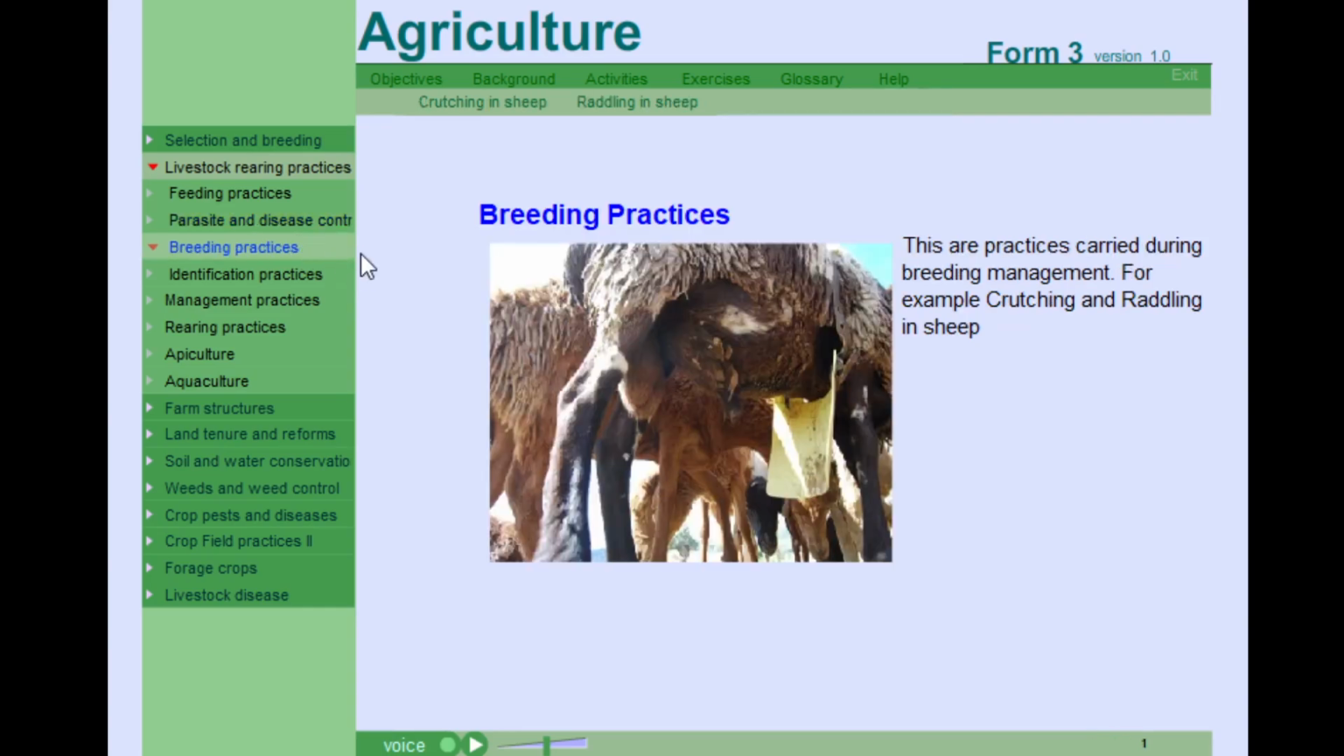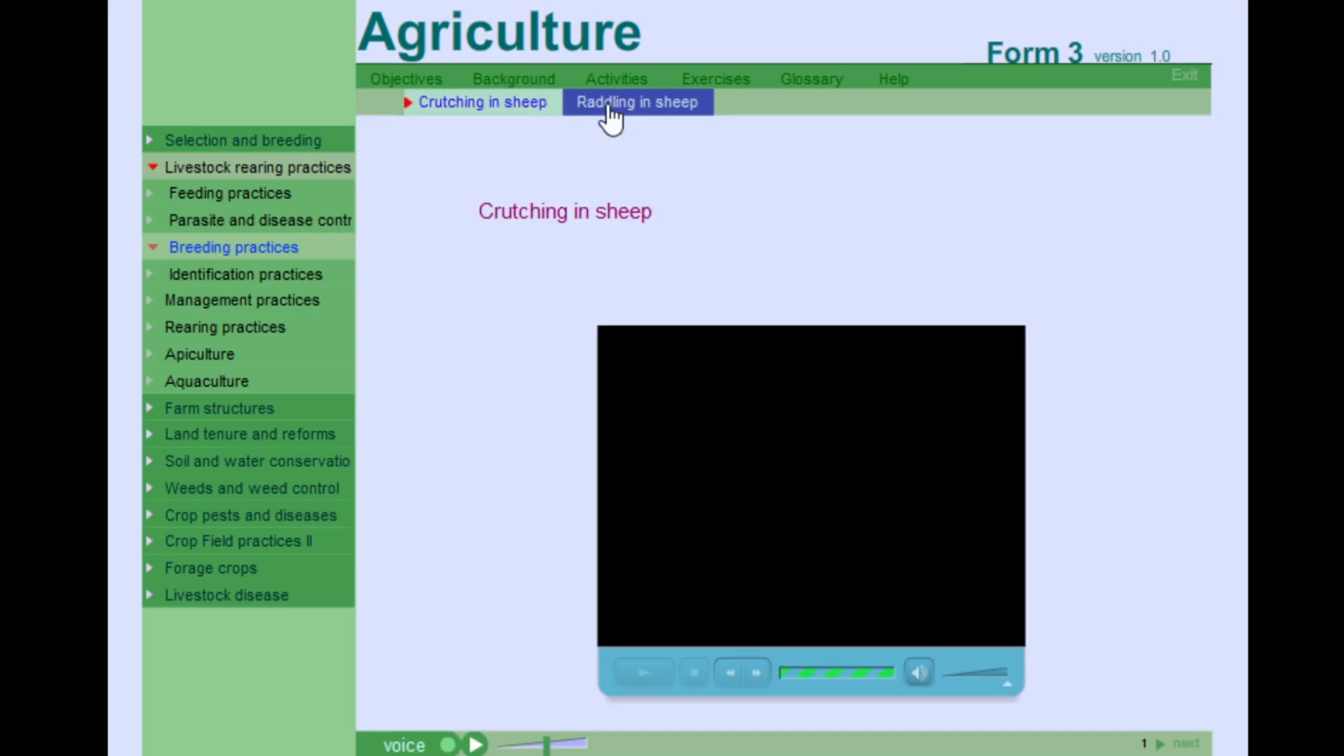Breeding practices. These are practices carried out during breeding management. For example, crutching and rattling in sheep. Crutching in sheep. Crutching should be done before mating to prepare the ewe for mating.